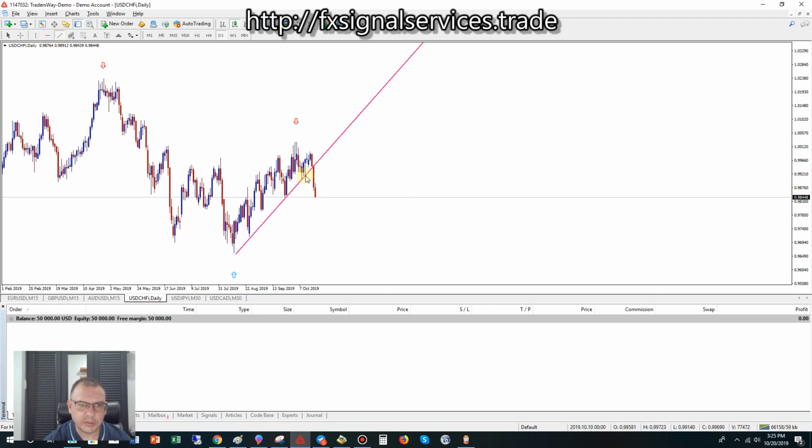And I told you last week that we don't know if it's going to continue to go up or if it's going to break. Okay? And guess what it has done? It broke the trend line. Meaning we're going to be in for a long downtrend.